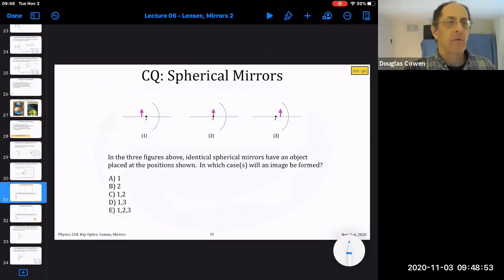I'd like you to answer this question, which says: in the three figures above, labeled 1, 2, and 3, we have identical spherical mirrors and an object is placed at the three positions shown, outside and inside the focal point, that's figures 1 and 3 respectively, and right at the focal point, that's figure 2. In which cases will an image be formed? Get your answers in, please.